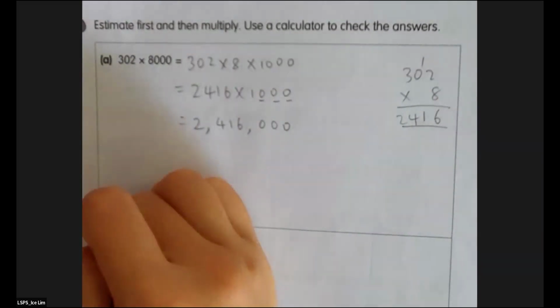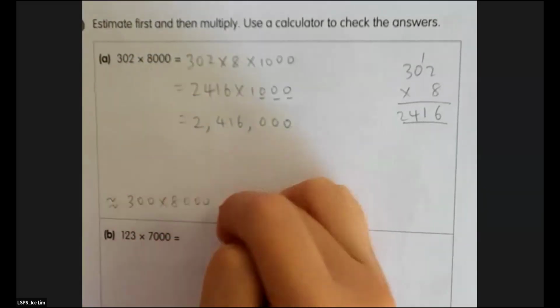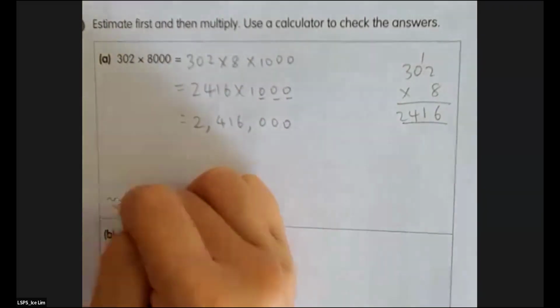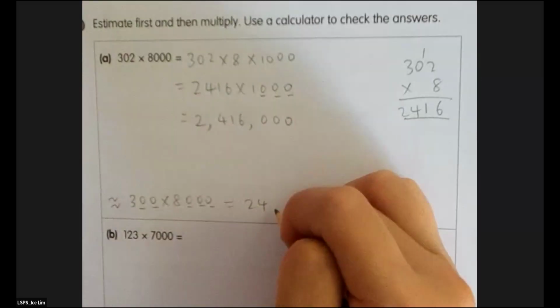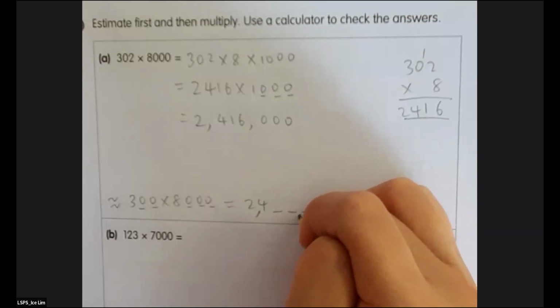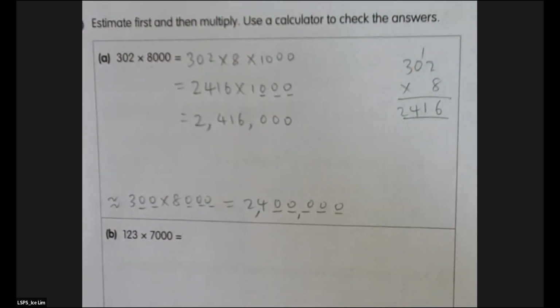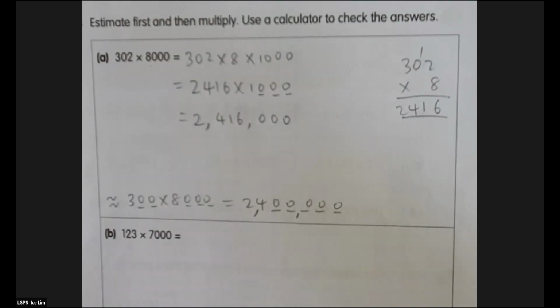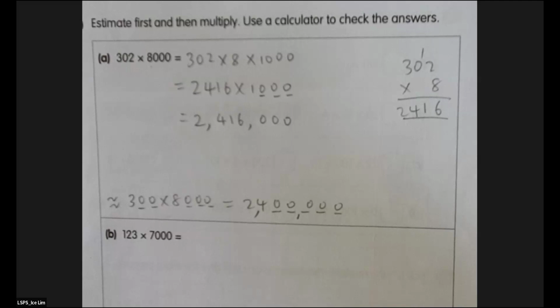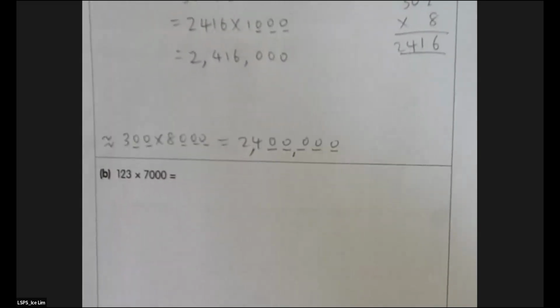If I do estimation, it will be about 300 multiplied by 8,000. That will give me 24, and then 5 zeros. It's about 2 million, or 2,400,000. It's okay. Okay, moving on.